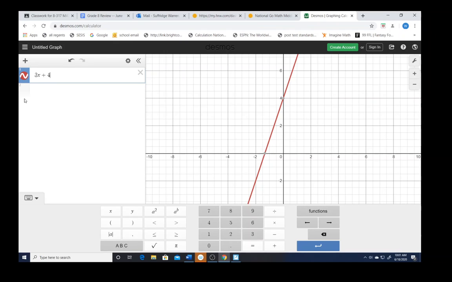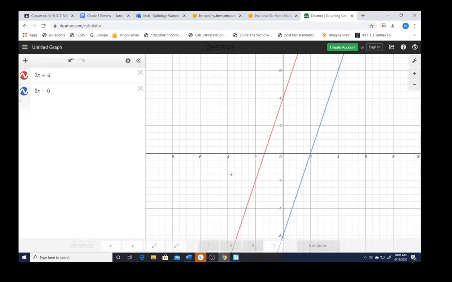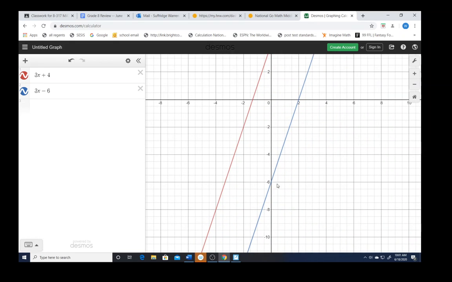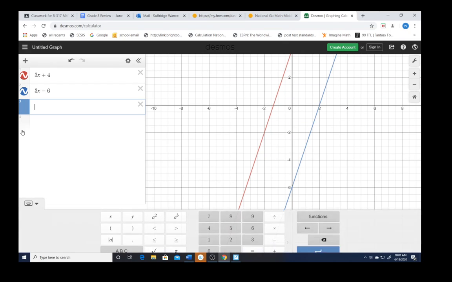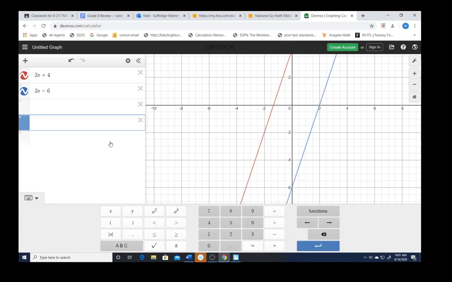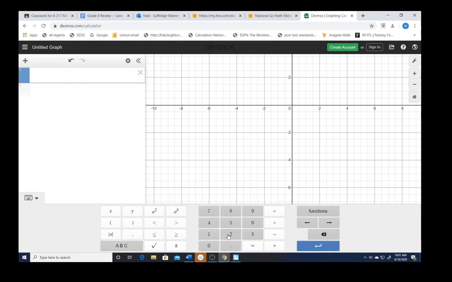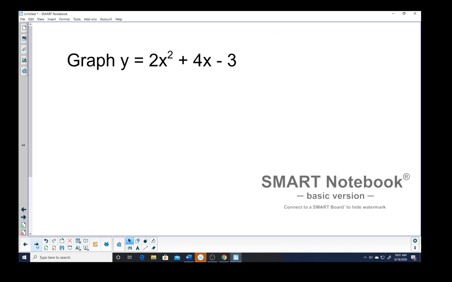And if you want to graph a second equation, like maybe 3x minus 6. Well, that blue line is 3x, but then if we add the minus 6, you see that it gives us our second line. Alright? So you can add as many graphs on there as you want, just like with a regular graphing calculator. Okay? Well, let's think about what the graphs of these quadratic functions look like.